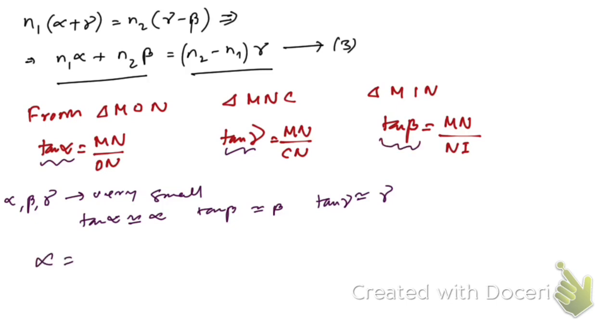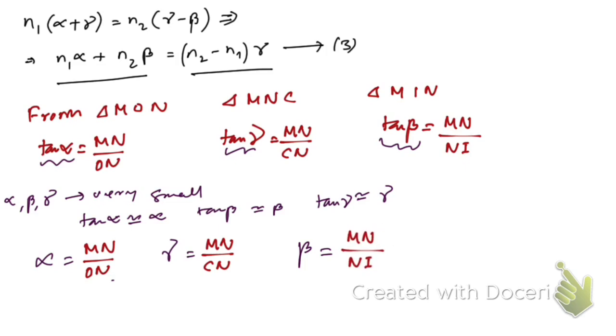If we do so, then what we're gonna get? Alpha is equal to MN by ON, right? And gamma will be equal to MN by CN. Right? And beta will be equal to MN by NI. That's what we have got, right? So hope you have understood this.